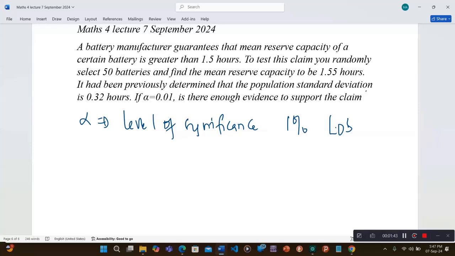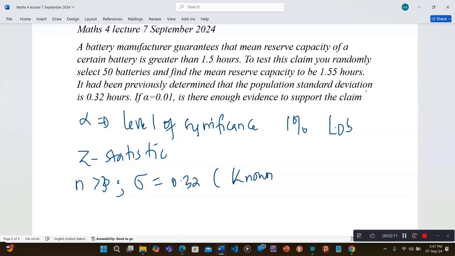So that means they are forcing us to use a z-statistic. Why? n is greater than 30 because they are telling us there are 50 batteries, and the standard deviation equals 0.32 and is known. Of course, that's what we are saying: the standard deviation of the population is known. Now, they are saying the mean is found to be 1.55.